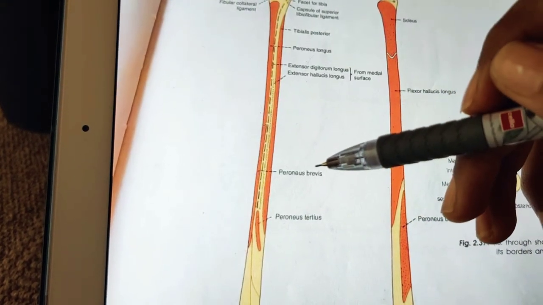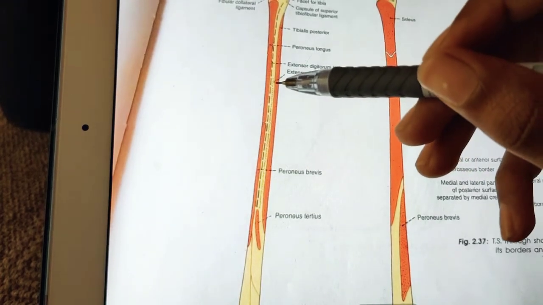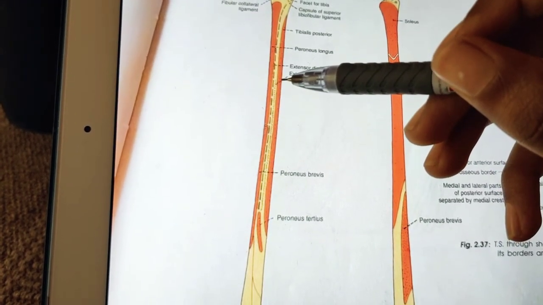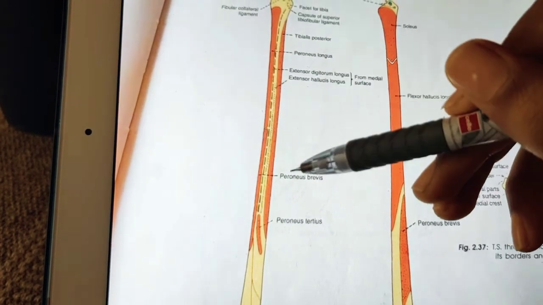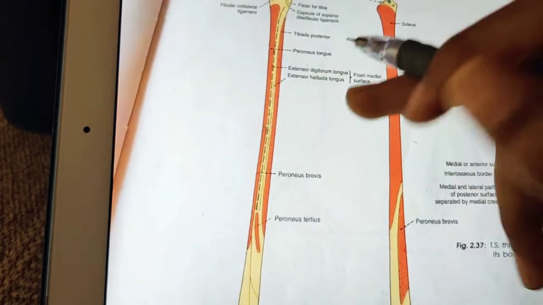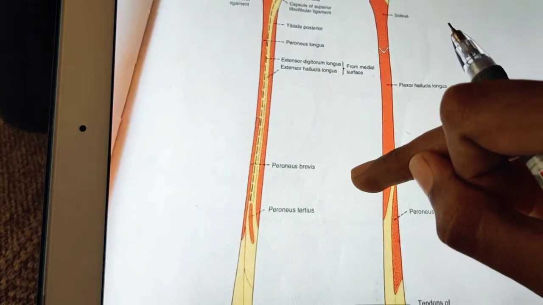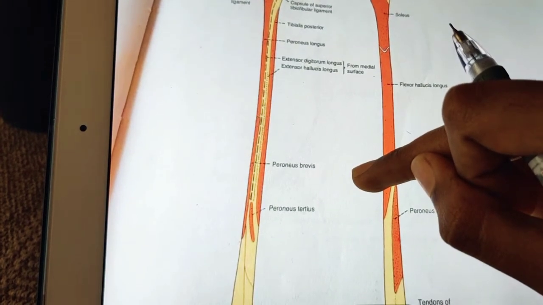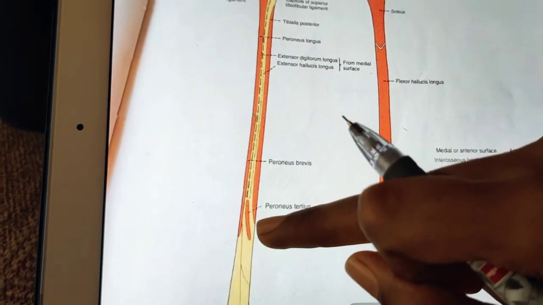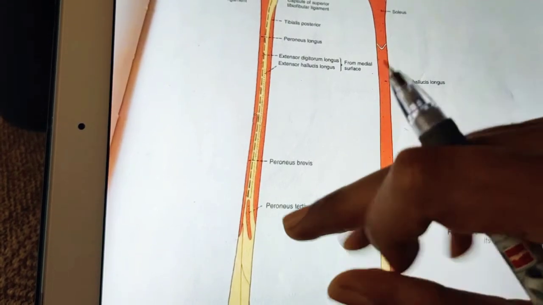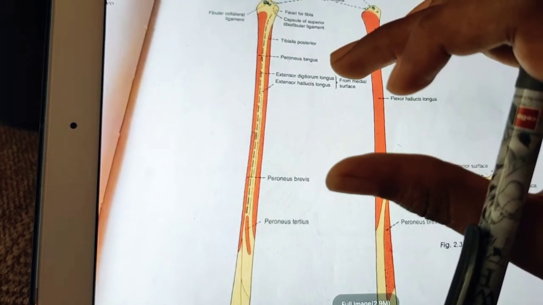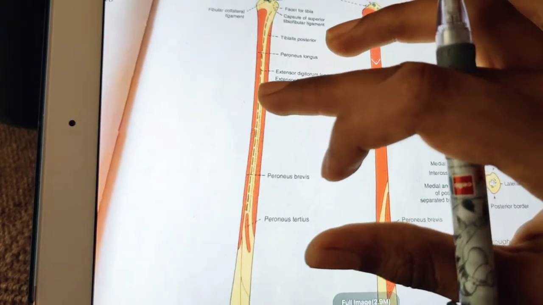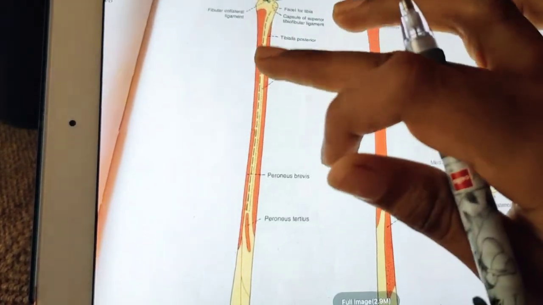Now coming to the extensor hallucis longus, you can see here this is the extensor hallucis longus. It gets its origin from the posterior half of middle 2/4, and we have peroneus tertius, which gets its origin from the lower 1/4. So first we are talking about the medial surface. You know where the medial surface is, right? It is between the anterior border and the medial border. So this thin surface is the medial surface.